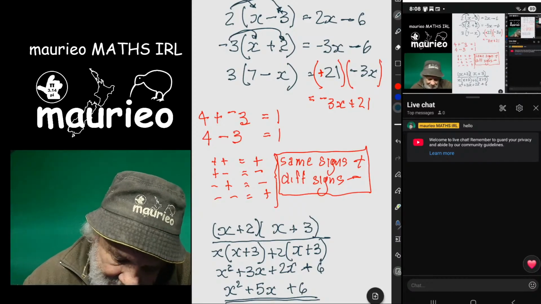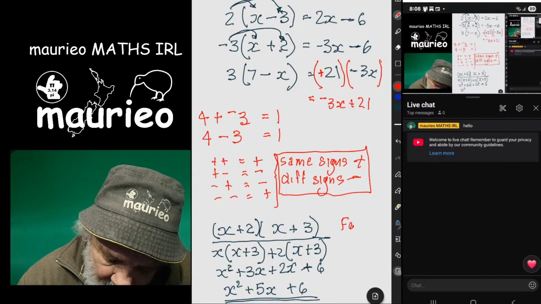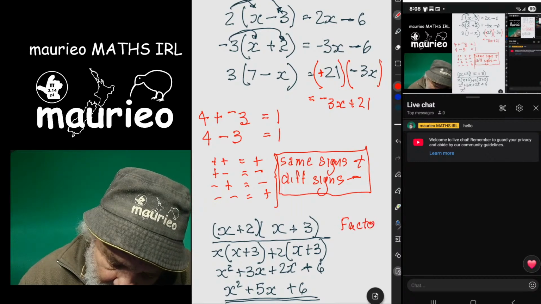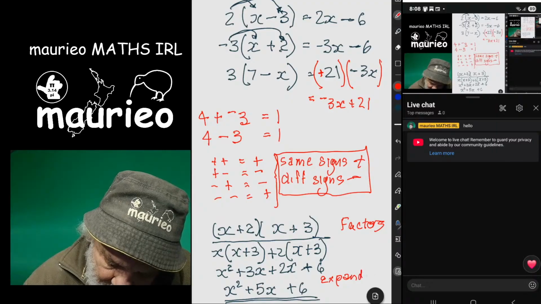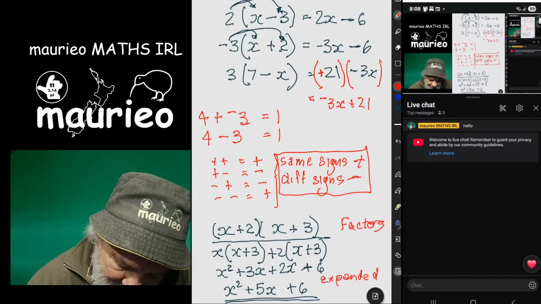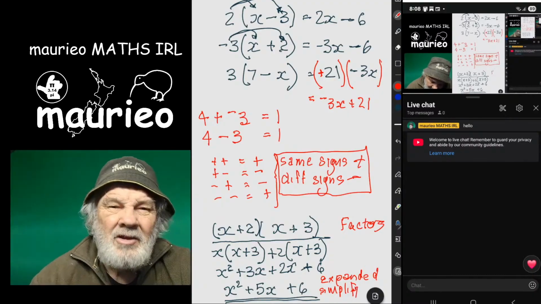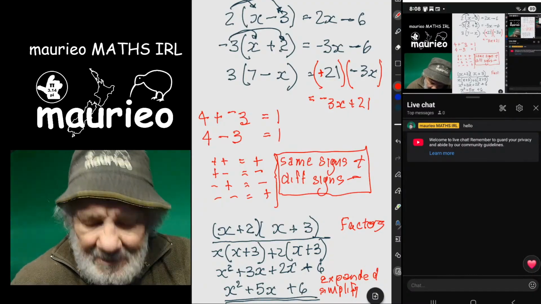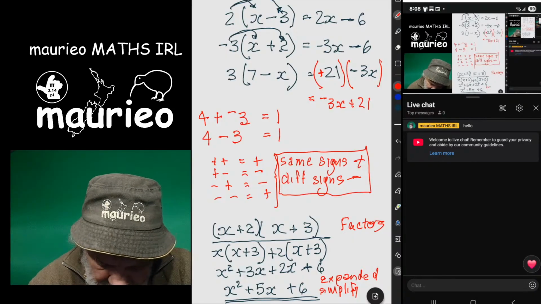So here we have it, expanded. We get x squared, 3x plus 2x is 5x, and then plus 6. Some would say this little operation here is simplifying. Okay, so let's have a look at that.